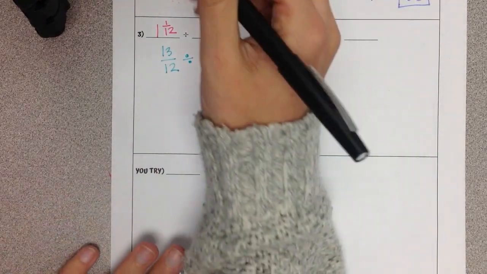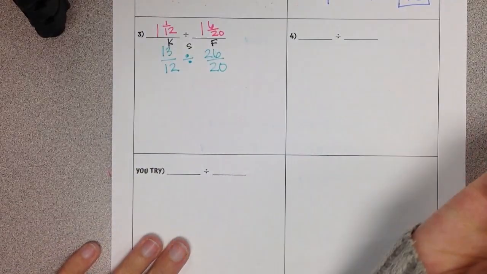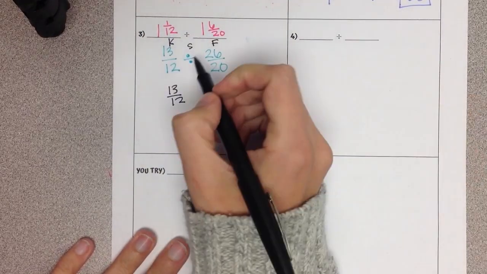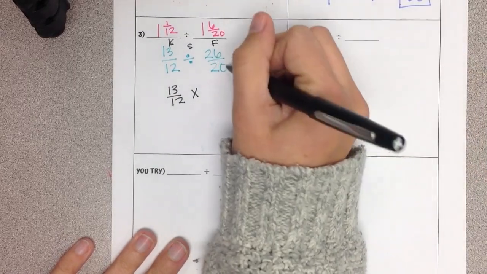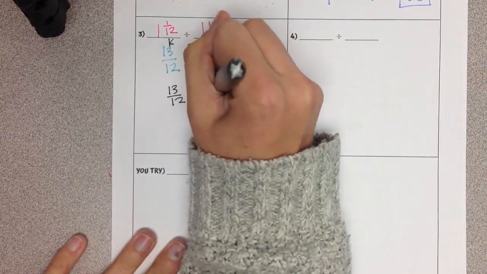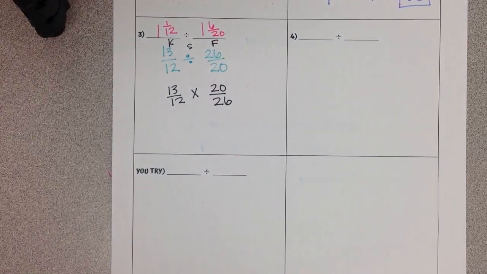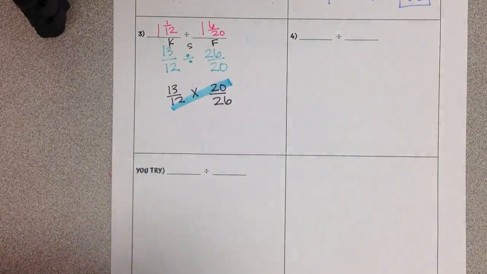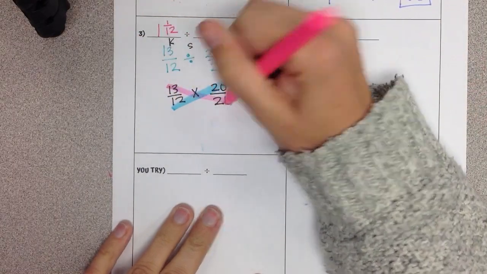Now we keep it, switch it, flip it. So I'm going to write on here, keep it, switch it, flip it. Keep the first number, 13 over 12. Switch it from division to multiplication. Flip it from 26 over 20 to 20 over 26. Now we do our highlighting to see what needs to be simplified. So highlight one of the diagonals in one color, the other diagonal in another color.